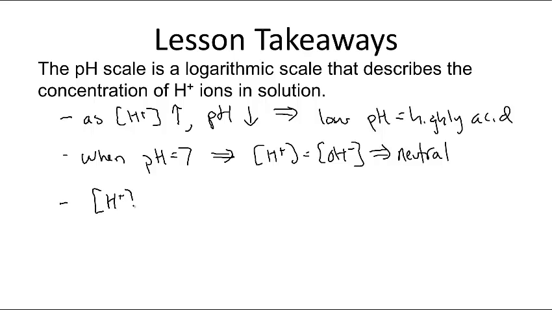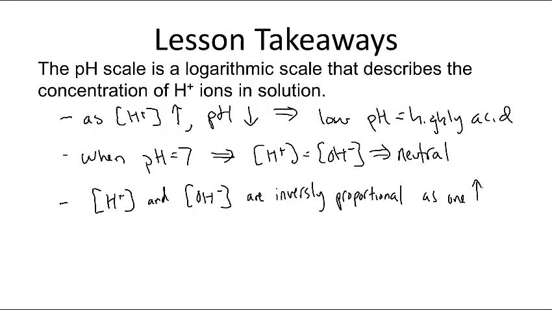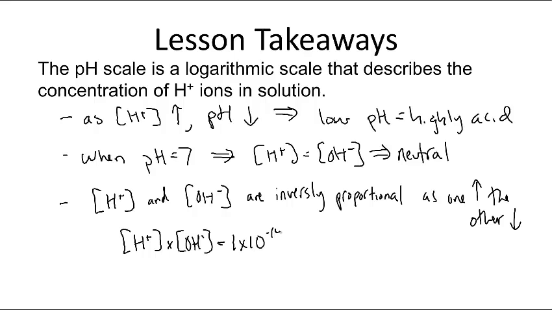And H plus and OH minus are inversely proportional. As one goes up, the other goes down. So if you have a high concentration of OH minus, that means you have a low concentration of H plus. There's actually a formula for this. H plus times OH minus equals 1 times 10 to the minus 14th. So if you have one concentration, I can use this equation to find the concentration of OH minus.